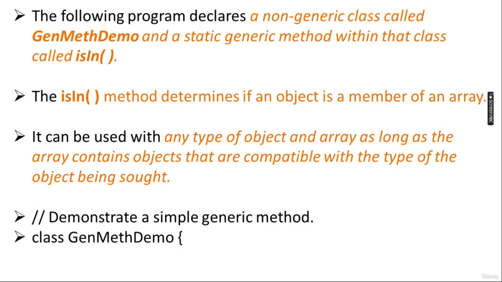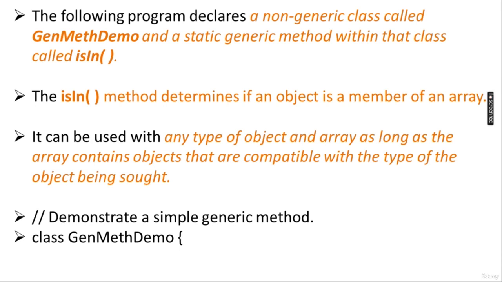Let's begin with an example. The following program declares a non-generic class called GenericMethodDemo and a static generic method within that class called isIn. GenericMethodDemo is non-generic and its method is generic. This method determines if an object is a member of an array. It can be used with any type of object and arrays as long as the array contains objects that are compatible with the type of the object being sought.